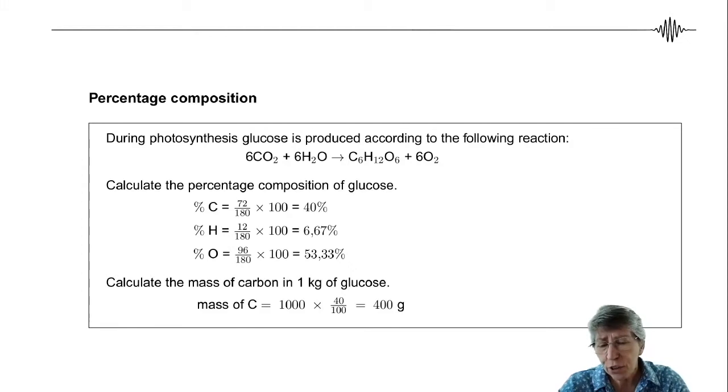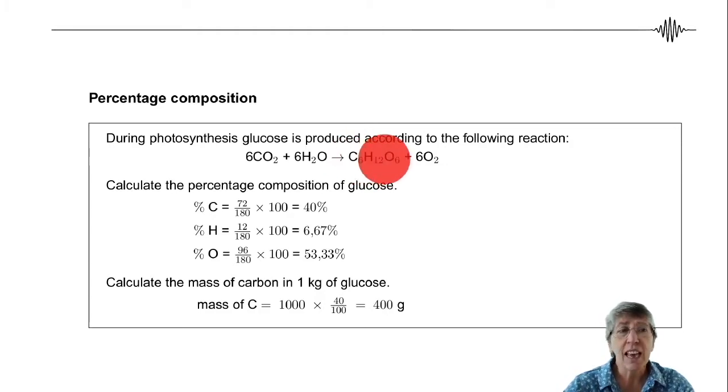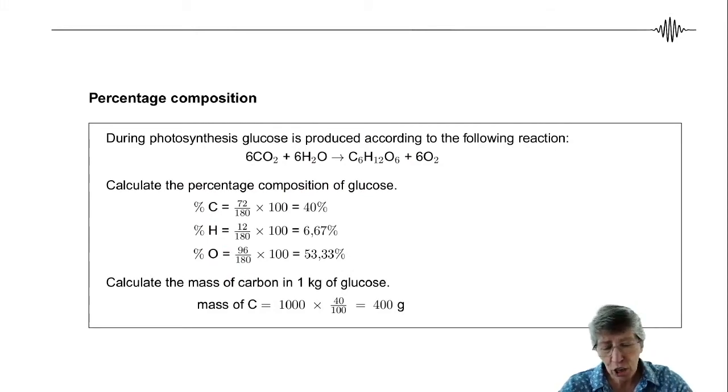So let's look at our first example here. During photosynthesis, glucose is produced according to the following reaction. Now they give you the glucose over there, and when they ask us for percentage composition, they want to know what is the percentage of each of the elements in that compound. And remember, it's a mass percentage. So first, we're going to look at the mass of that total glucose.